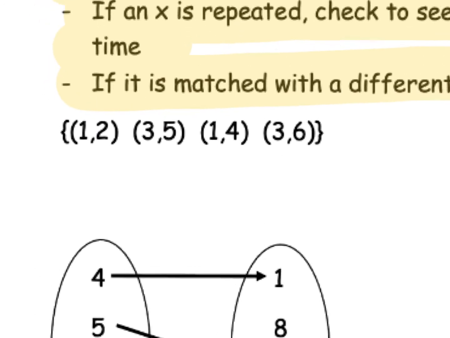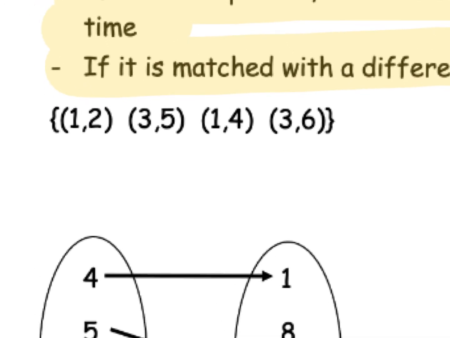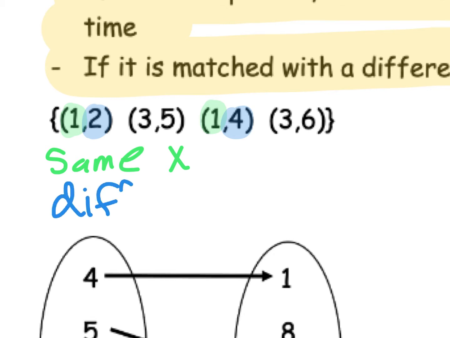So how about my first example, my first set of ordered pairs? I would color code this too if I were you. So we have the same x values, which is okay, as long as we have the same y values to go with them. Is that what we have? No. So we have different y's to go with it.